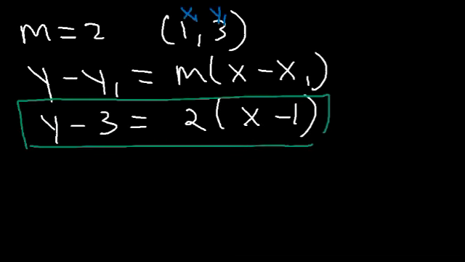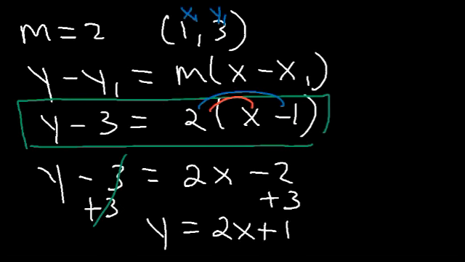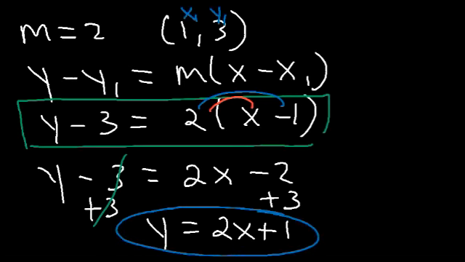Now, if you want to convert it to the slope-intercept form, distribute the 2. 2 times x is 2x, and 2 times negative 1 is negative 2. Now let's add 3 to both sides. The goal is to solve for y whenever you want it in slope-intercept form. If you want it in slope-intercept form, isolate y. So y is equal to 2x plus 1. So this is the answer in slope-intercept form, and this is the answer in point-slope form.